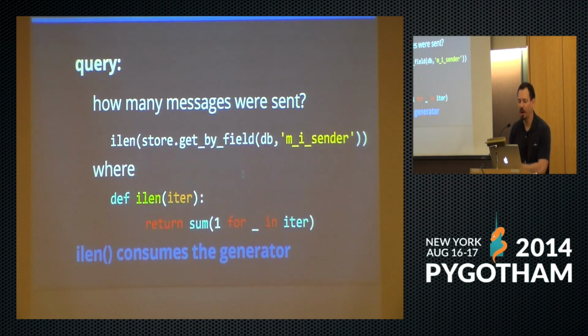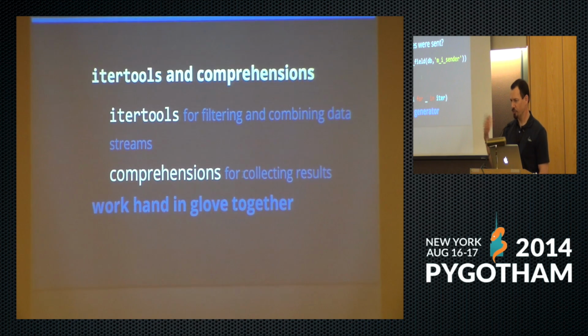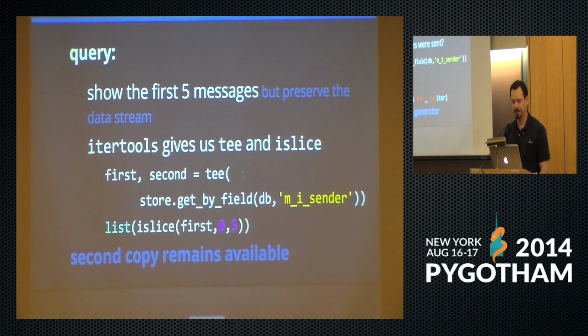So some simple queries, how many messages were sent. You simply do a get by field. The field is the sender field. That's going to produce a generator sending back those objects. And we want to count them. We can't simply use len on a generator, but ilen is a simple equivalent. You can just take a generator expression, feed it to the sum operator, and you will get a count of them. Of course, the disadvantage of that is that consuming a generator consumes the generator. You no longer have it around to consume again.